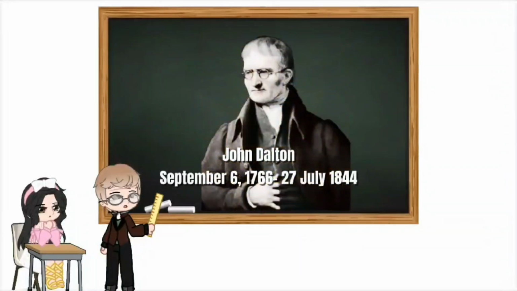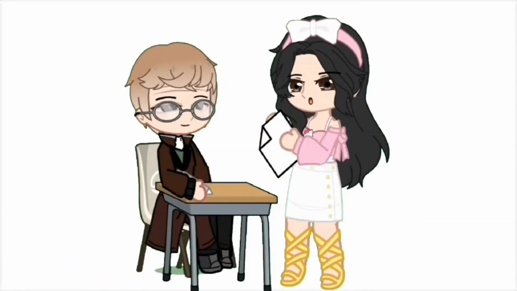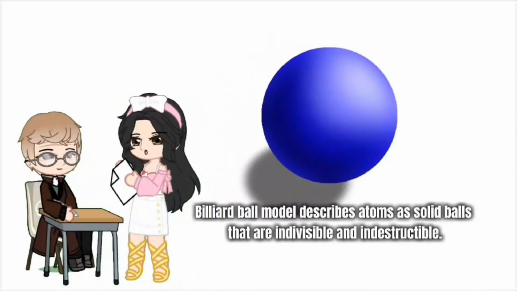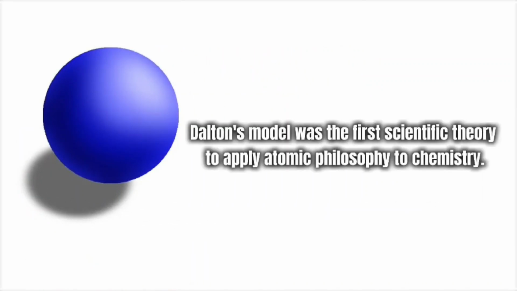John Dalton F.R.S. was an English chemist, physicist, and meteorologist. He introduced the atomic theory into chemistry. John Dalton's atomic model, also known as the billiard ball model, describes atoms as solid balls that are indivisible and indestructible. Dalton's model was the first scientific theory to apply atomic philosophy to chemistry.